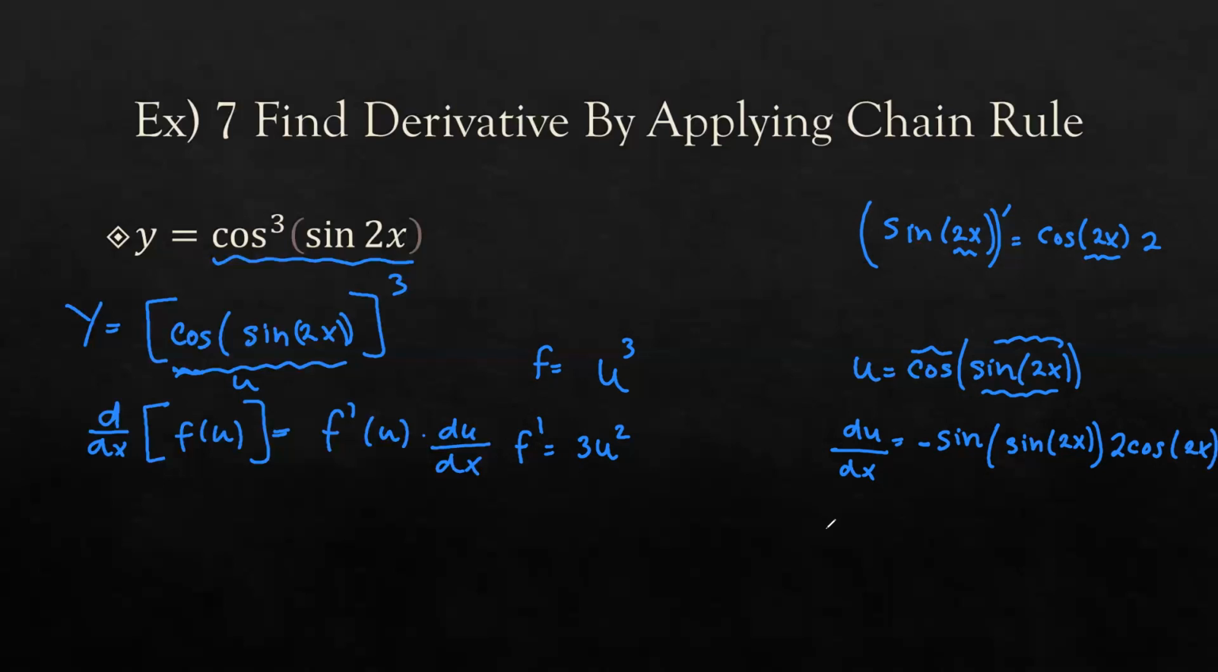And if you want to clean that up, you could bring the coefficient in front. So 2 times negative 1 would be negative 2 sine 2x cosine of 2x.